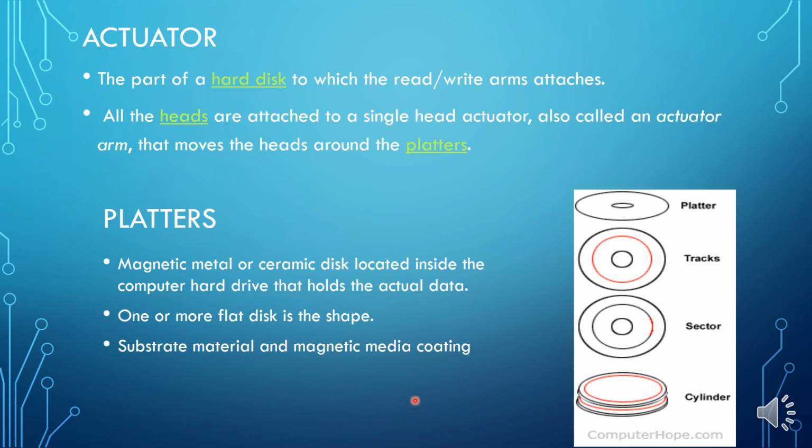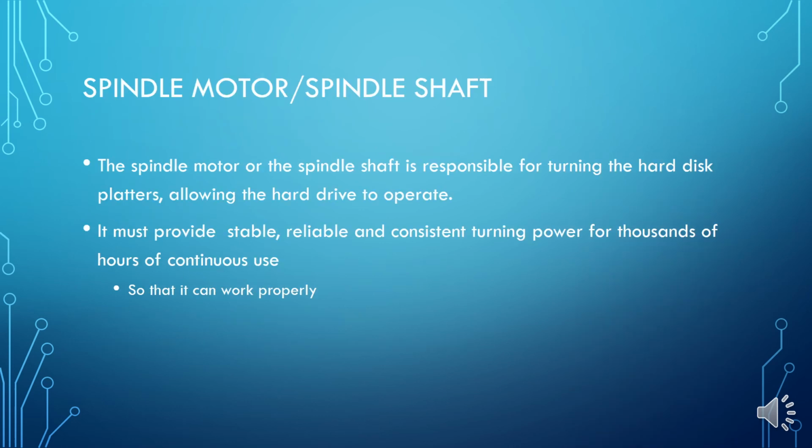You can say magnetic impulse means that magnetized or demagnetized data on this magnetic media coating. So substrate material is for the physical appearance and physical existence of the platter, while magnetic media is for logical representation of data on the platter.